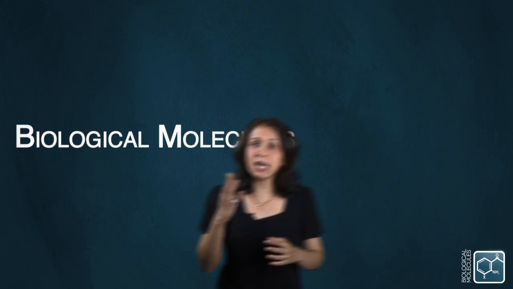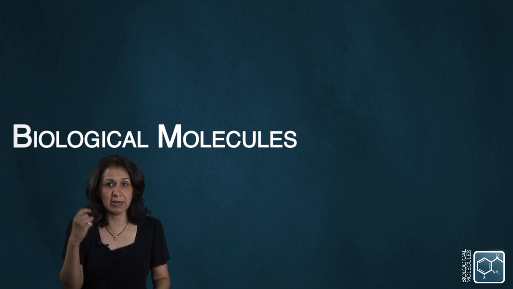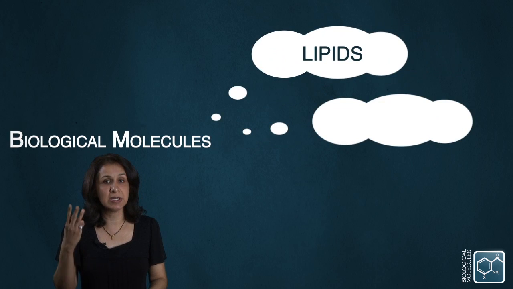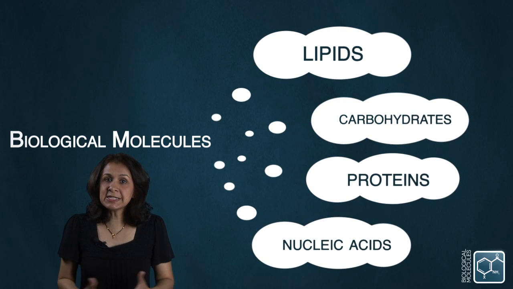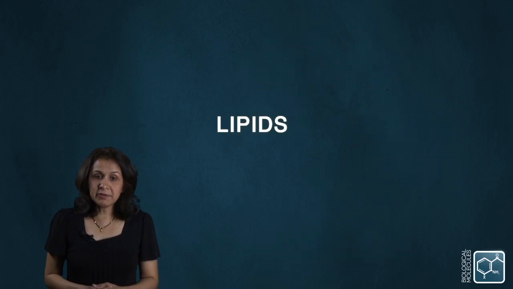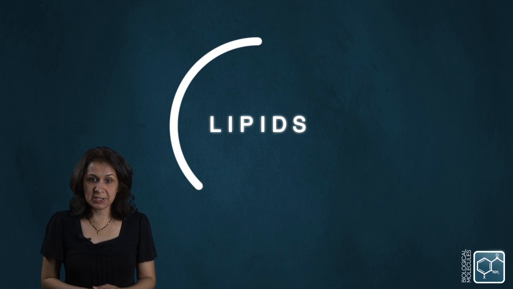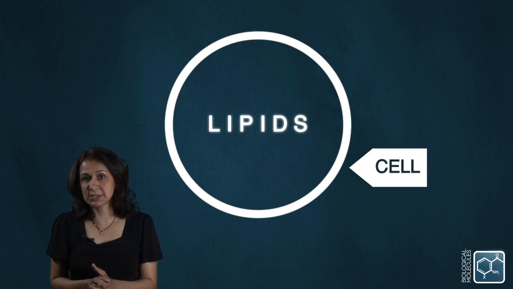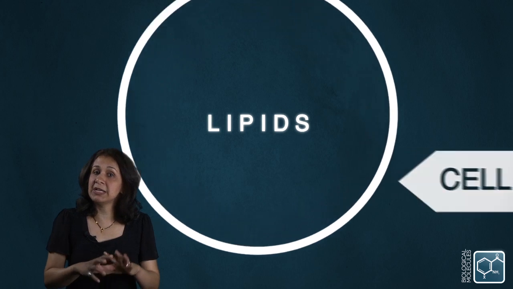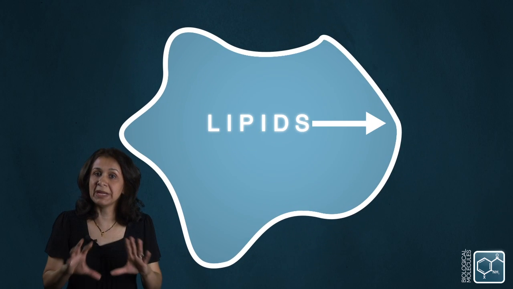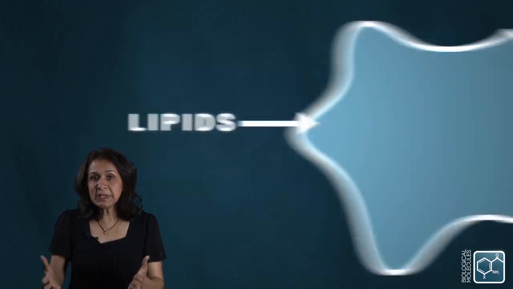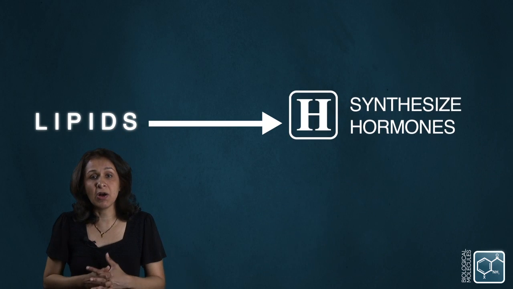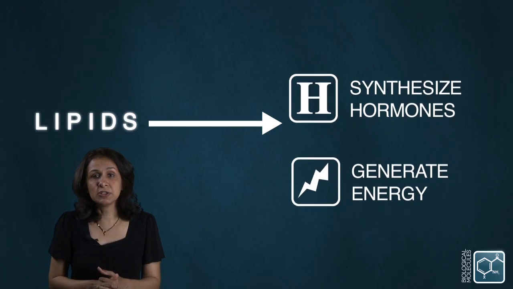Now, there are 4 types of biological molecules. We have lipids, carbohydrates, proteins, and nucleic acids. So first, let's take a look at lipids. There are a variety of lipids present in our cells with varied functions. Some lipids are present in the plasma membrane, and they help to maintain the structure and fluidity of membranes. Lipids function to synthesize hormones as well as to generate energy.